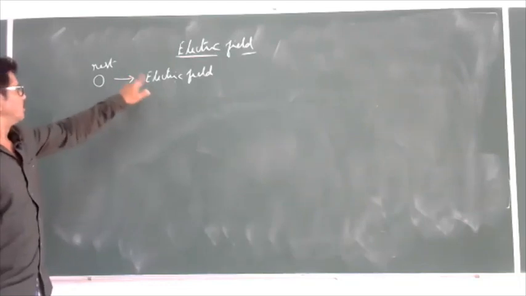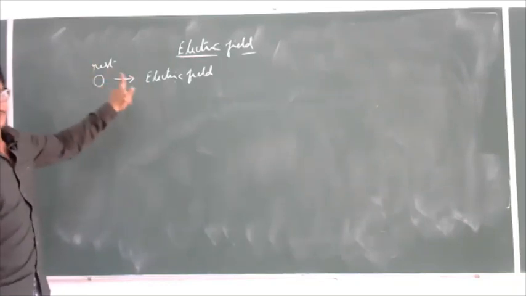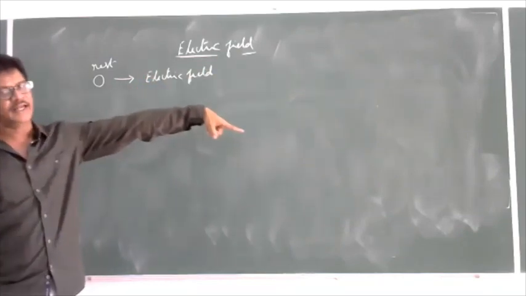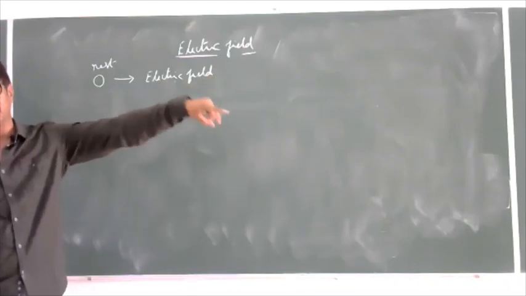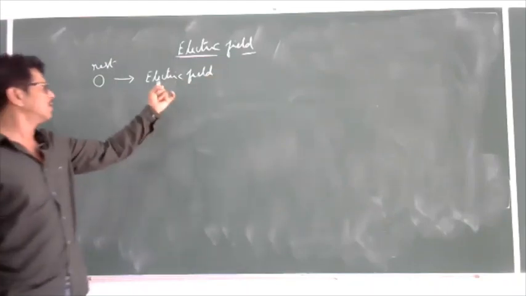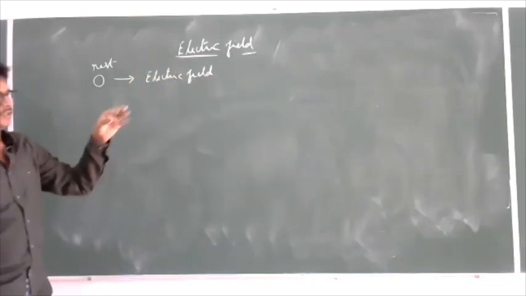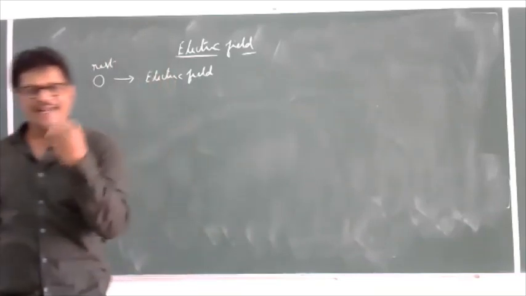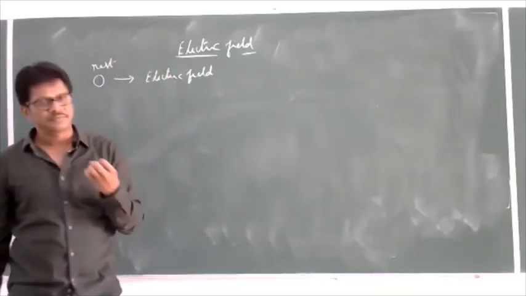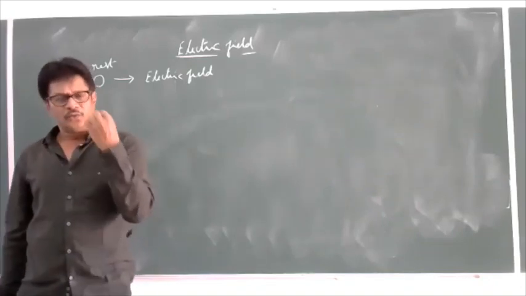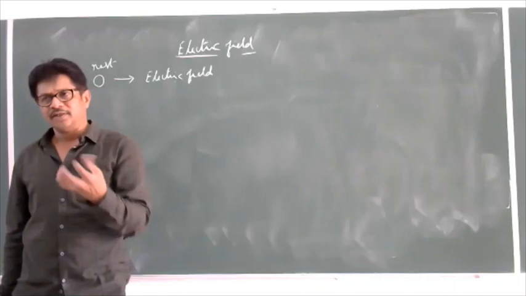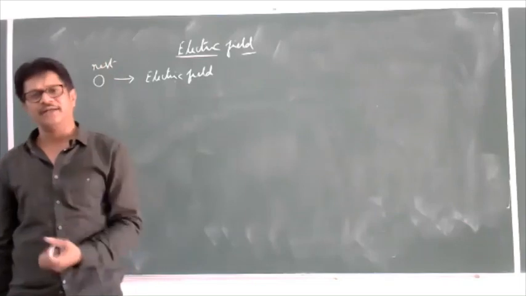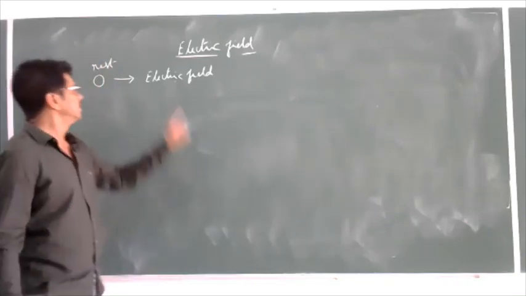The electric field produced by the charge when it is at rest is called electrostatic field. Electrostatic, static is nothing but rest. Electrostatic field, or simply we can call it an electric field. So electrostatics is the name of the chapter. In that chapter we are going to analyze the electric field produced by the charge when it is at rest.